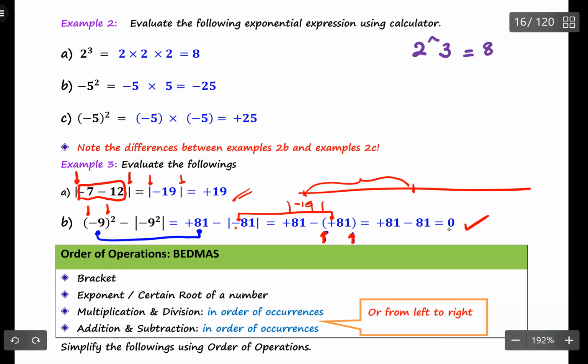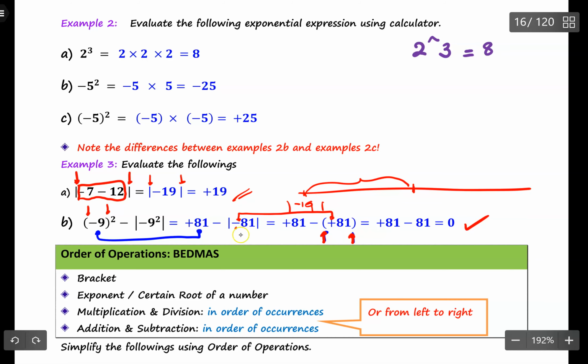Okay, so pay attention to this. There is a huge difference between a normal bracket with a negative value inside that you square, and having the negative 9 stay right inside the absolute values. So be careful. It looks quite simple in this question, but it's very easy to make an error.